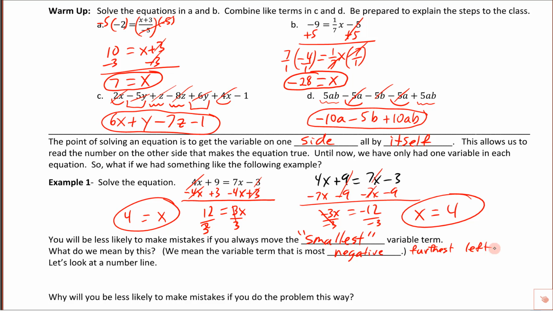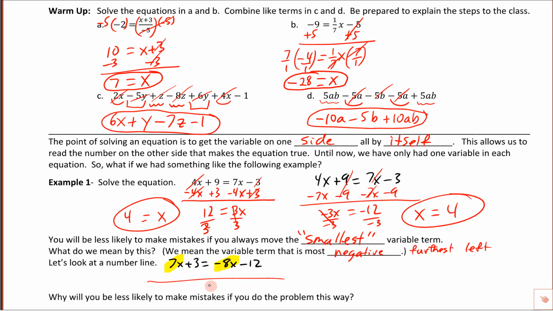Okay, so let's say we were solving an equation that looked something like this. Let's say we had 7x plus 3 equals negative 8x minus 12 or something like that. Well, the question here is which of these two are we going to move? Are we going to move this one or this one? If we say the smallest one, number-wise, it kind of looks like 7 is smaller than 8. But remember, when we say smallest, we mean the one that's the most negative, the one that's the furthest to the left on a number line.